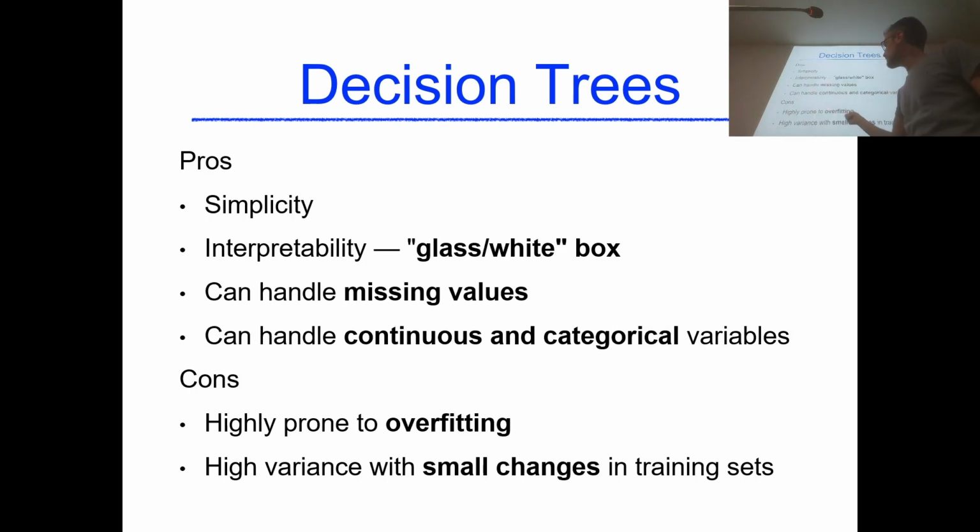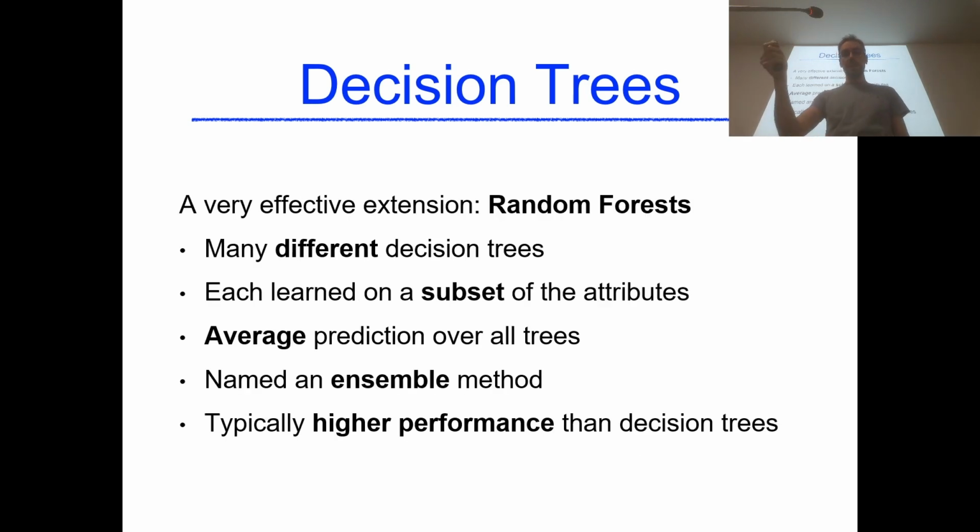Exactly because of these reasons, that even the slightest variation to the training dataset can lead to quite different trees. The idea is, do not train one tree, which is usually computationally quite effective. Train a bunch of trees. So create a forest. That's why it's called a random forest. Many different decision trees, each learned usually on a different subset of the attributes.